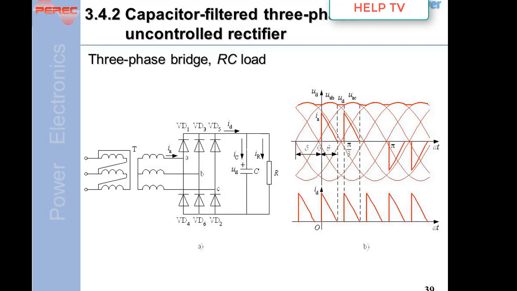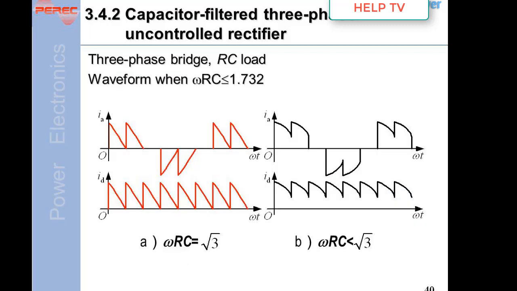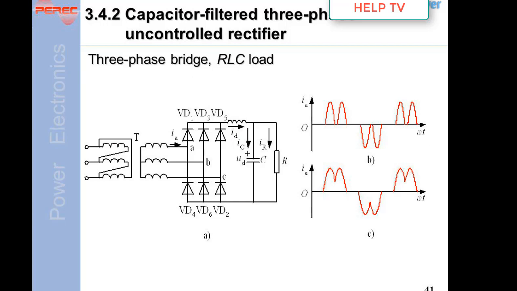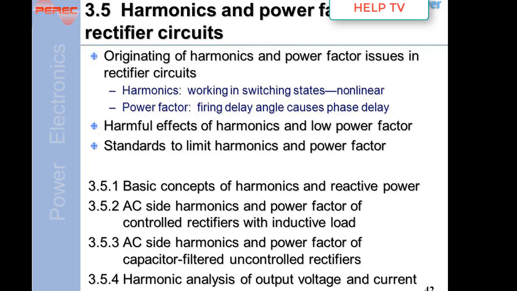3.4.2 Capacitor-filtered three-phase uncontrolled rectifier. Three-phase bridge, RC load. Waveform when ωRC equals 1.732, and ωRC less than √3. Three-phase bridge, RLC load.